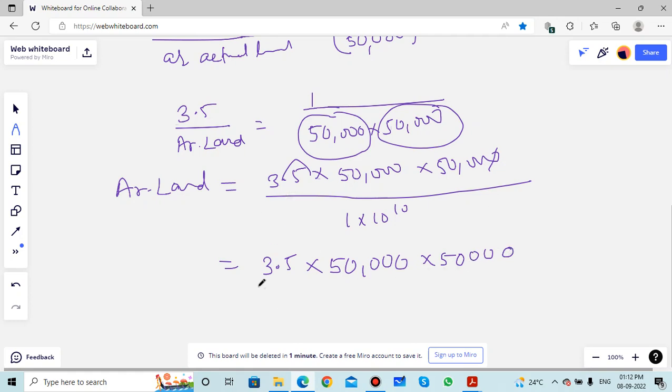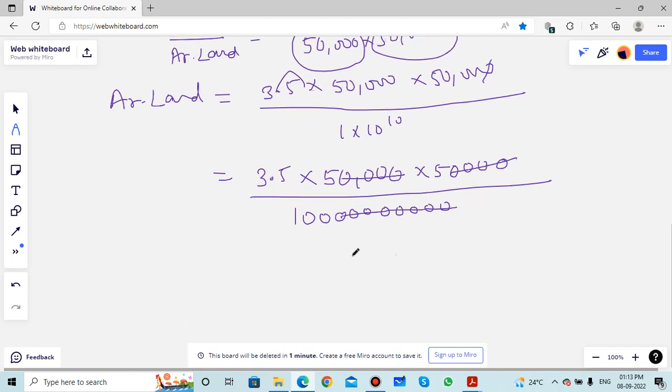No, 3.5 I'm writing is still there. On how many zeros? 1, 2, 3, 4, 5, 6, 7, 8, 9, 10. So 50,000, 4 zeros here and 4 zeros here. 8 zeros got cancelled. Right. Now what you're left with? 5 into 5, 25. So you're left with 5 into 5 and into 3.5.